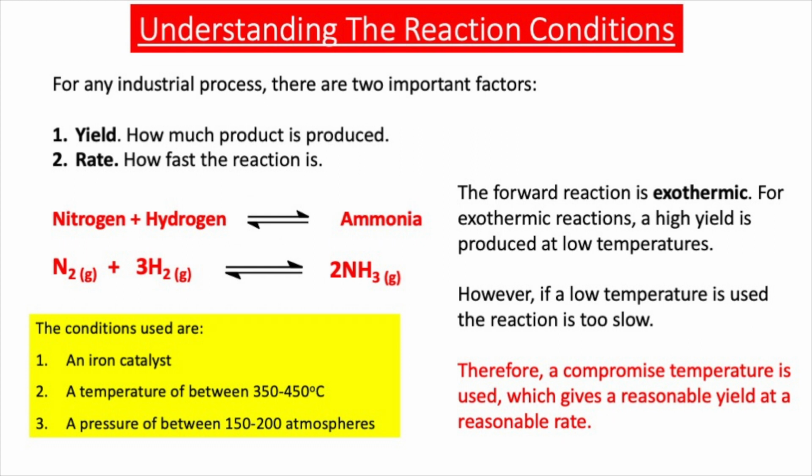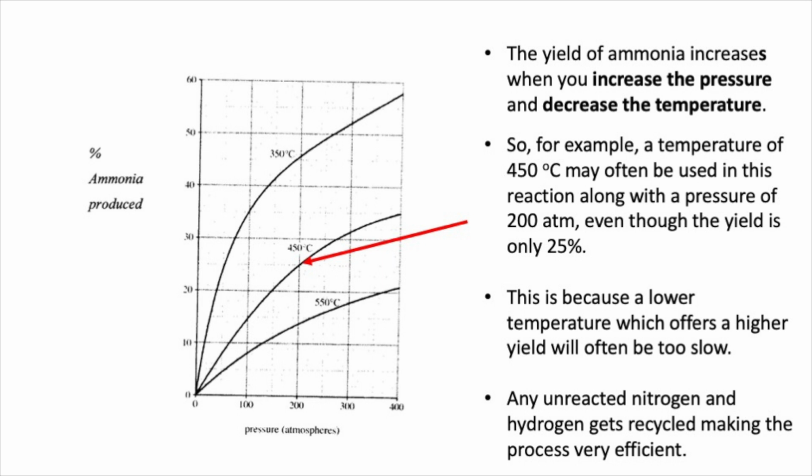Now, in addition to having an iron catalyst and a temperature between 350 to 450 degrees C, we also have a high pressure of between 150 to 200 atmospheres. This helps us get a good yield and also a good rate of reaction. The graph on this slide should help you understand this a little better, because the graph shows the percentage of ammonia produced, in other words the yield, at different pressures and temperatures.